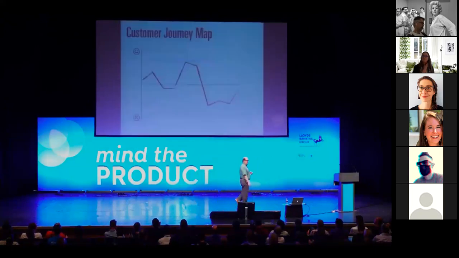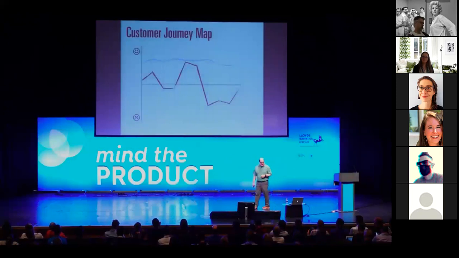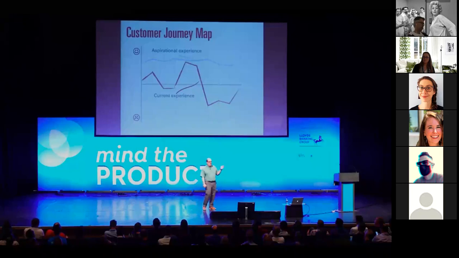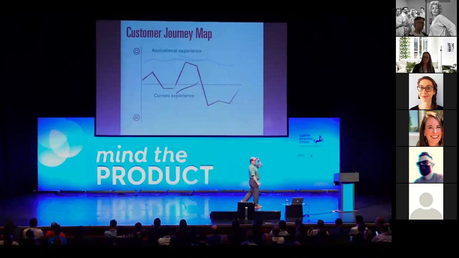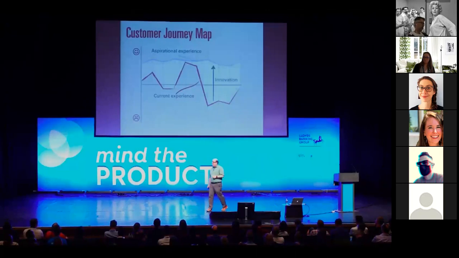If we go back to the customer journey map one more time, and we look at what the map is telling us, we can see that we have our current experience. We have the experience that we're aspiring to that's going to be all delightful. The gap between the current experience and that aspirational experience has a name. We call it innovation. Innovation is what gets us to our aspirational experience.